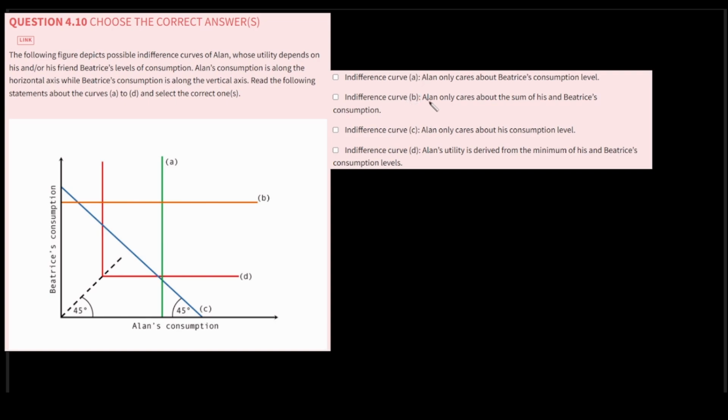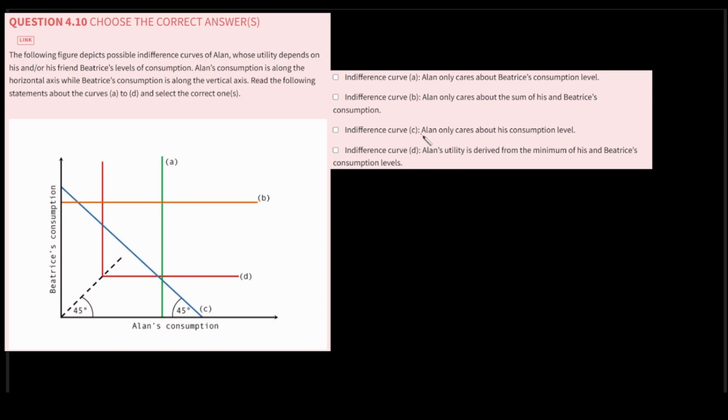Indifference curve B: Alan only cares about the sum of his and Beatrice's consumption. Well, no. In B, Alan only cares about Beatrice's consumption. Alan does not care about his own consumption. So the statement, Alan only cares about the sum of them, would be probably more similar to C there. But no, B is that Alan only cares about Beatrice's consumption.